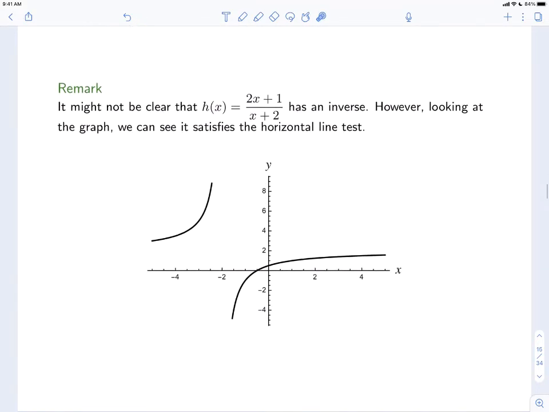It might not be obvious that this function h even has an inverse. However, looking at the graph, you can easily see that it satisfies the horizontal line test. That is to say that if you draw any horizontal line, it will intersect at most once.